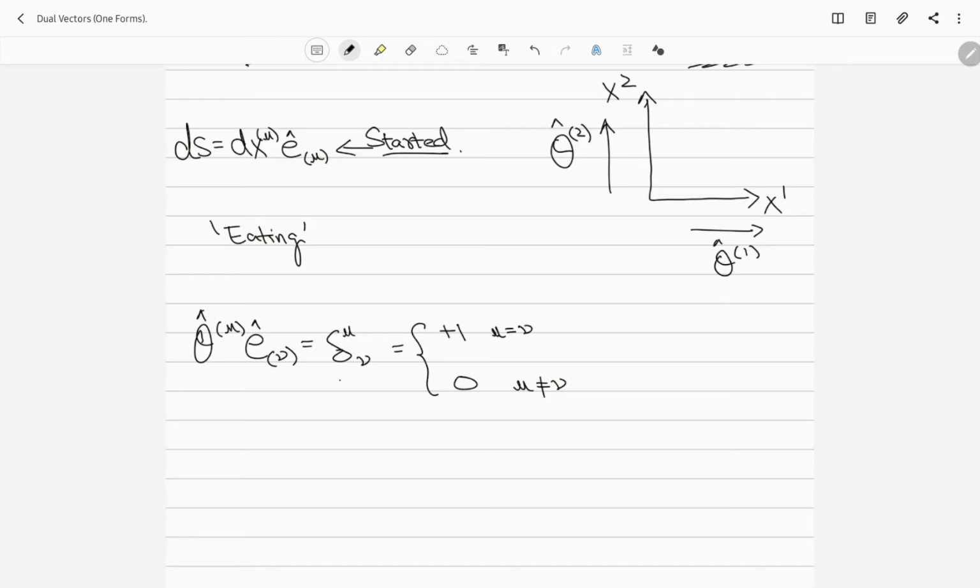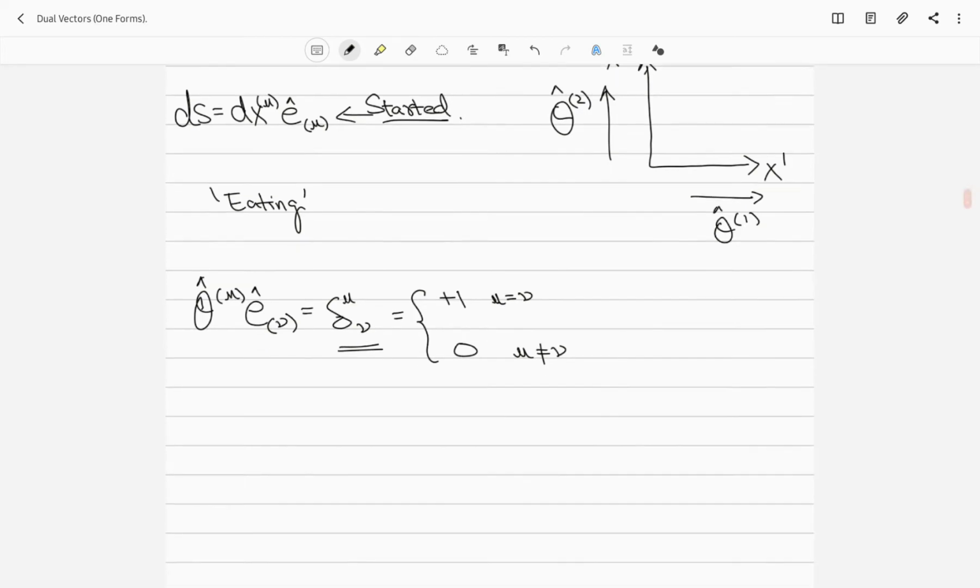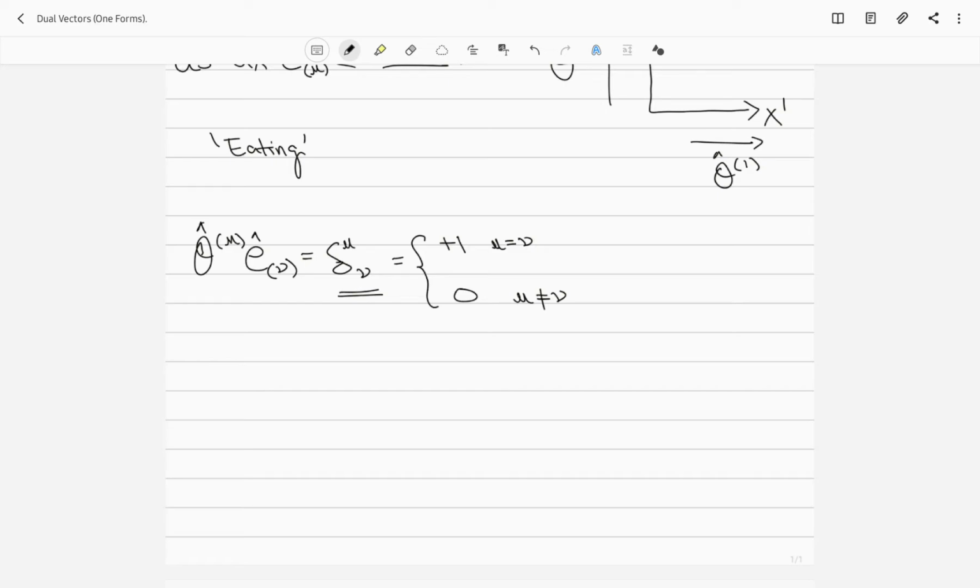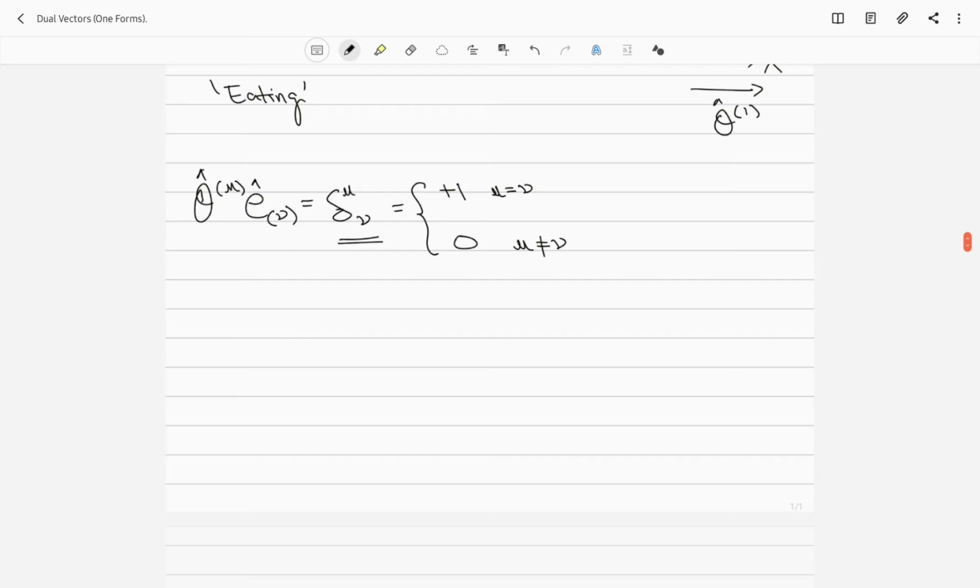So since this thing is just a number, it's a scalar, then it must be invariant. That's how we said a scalar is, right? And in fact, the components are also invariant. So it's just a number, it must be invariant. So from this, we can say that theta hat mu e hat nu is equal to this delta function mu nu, which transforms as theta hat mu prime times e hat nu prime, which is equal to the delta function again, mu prime nu prime, because this delta function is an invariant. It's a number, it's a scalar.